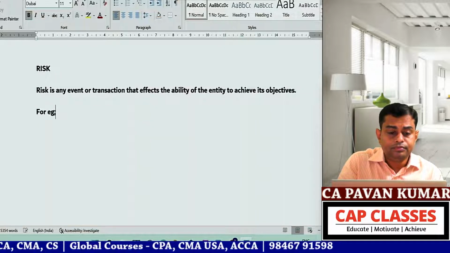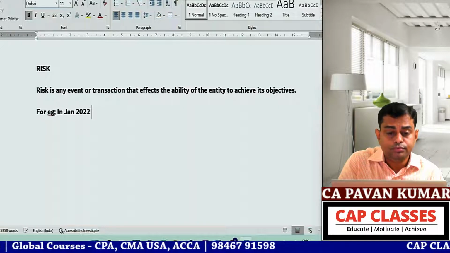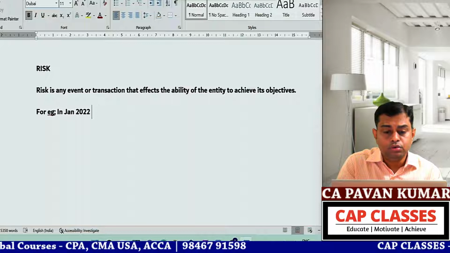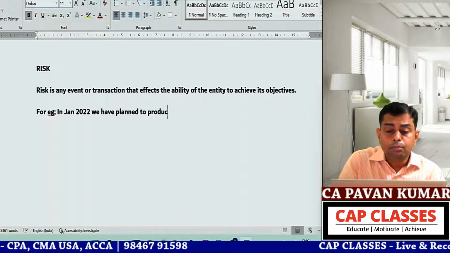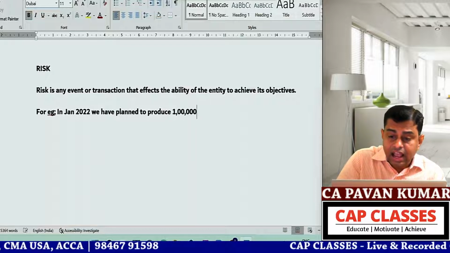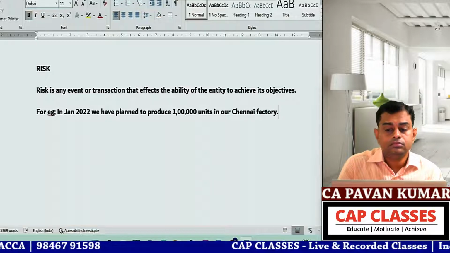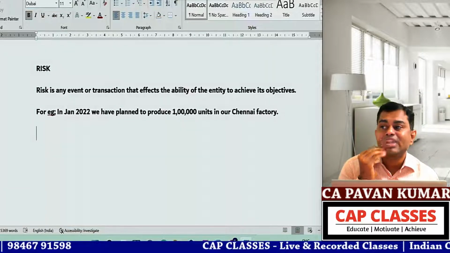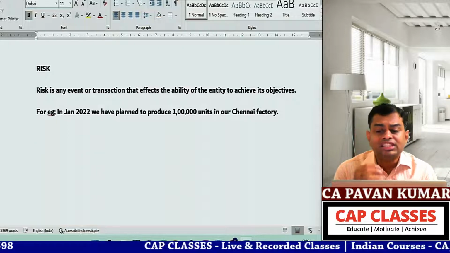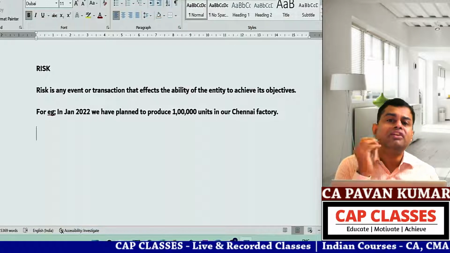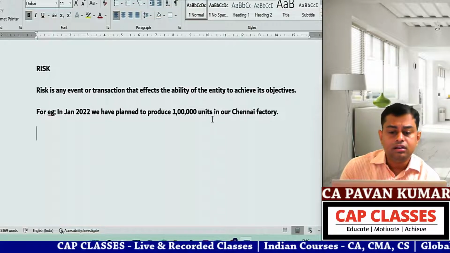For example, in Jan 2022, we have planned to produce 1 lakh units in our Chennai factory. So this is one of our functional level objectives. Production is a function. At functional level, this is your objective.